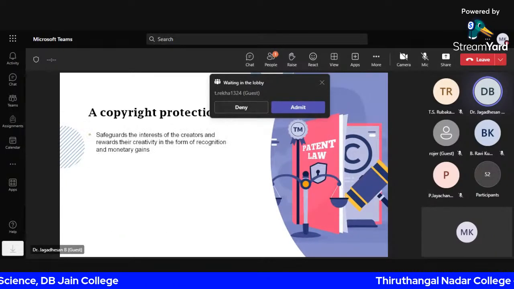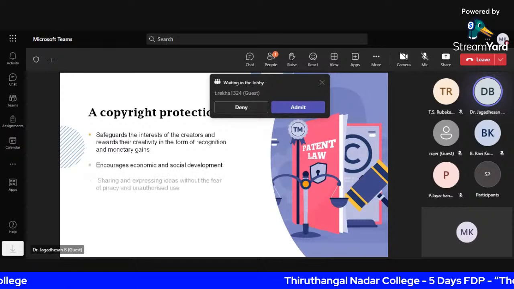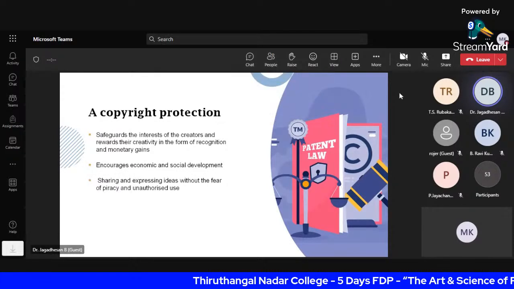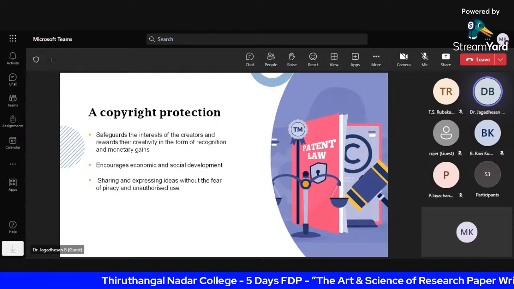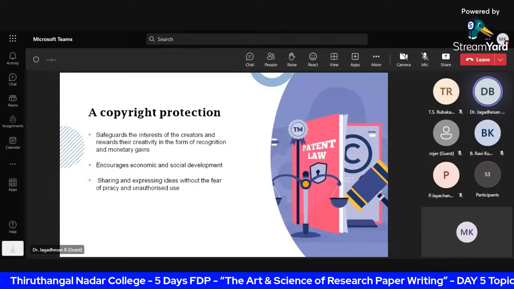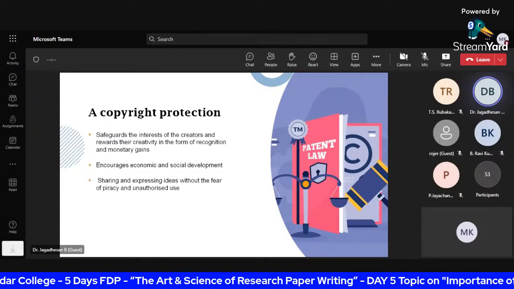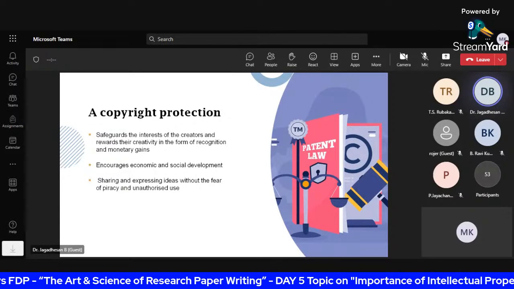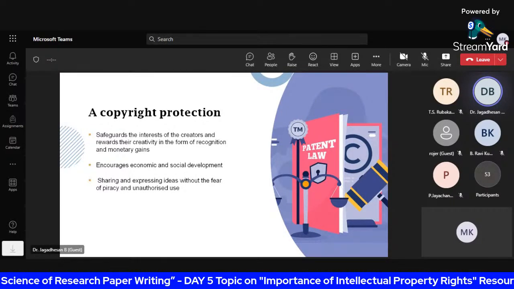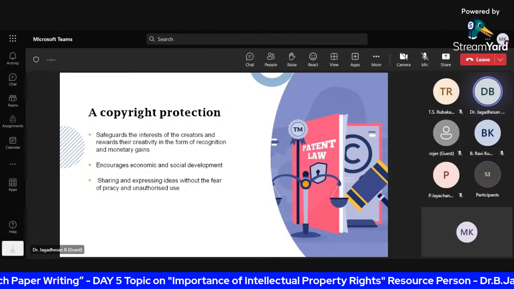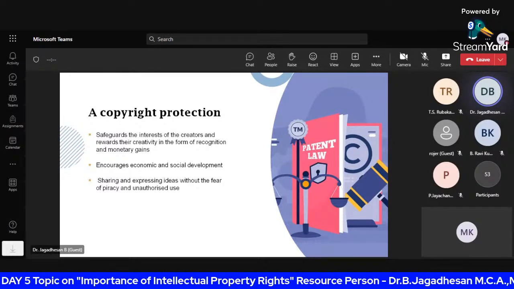Copyright protection: how to protect the copyright. It safeguards the interest of creators and rewards their creativity in the form of recognition and monetary gains. To safeguard means it gives importance to the creators in the form of recognition as well as monetary gains, and encourages economic and social development.